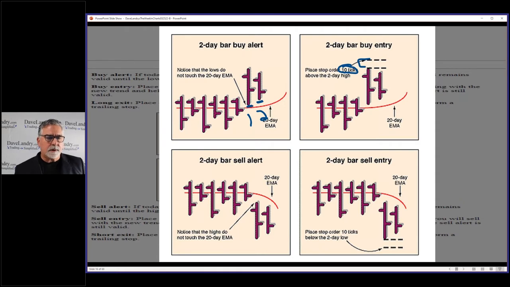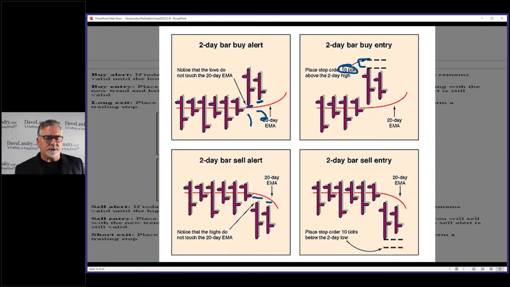Anyway, now I've got 10 ticks. This was for Japanese yen way back in the day. Even if you were still trading Forex today and using something similar to this, I think maybe a little bit more than 10 ticks. But the point is, enter above the 2-bar high.